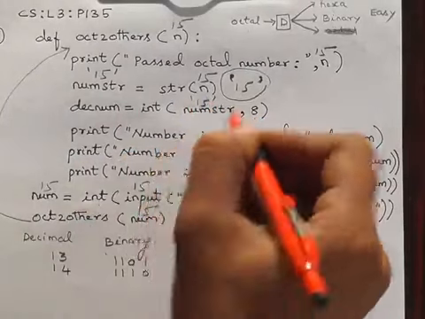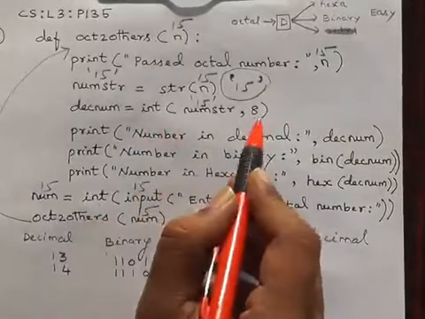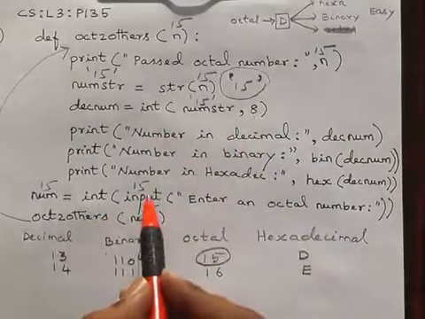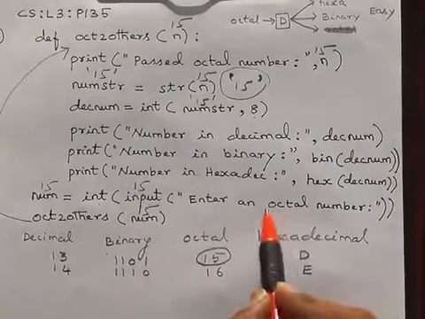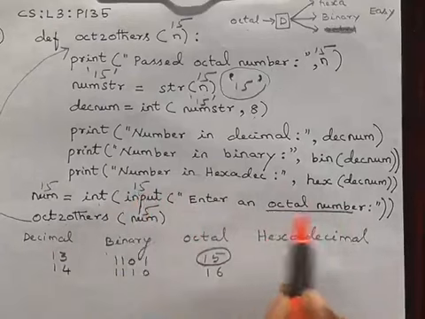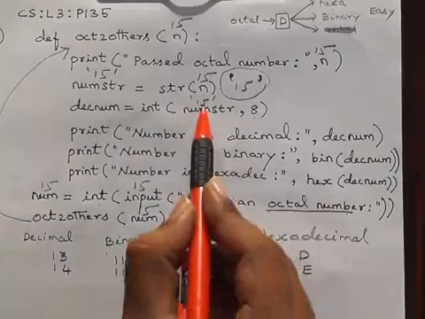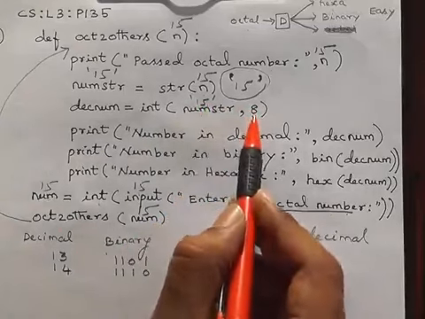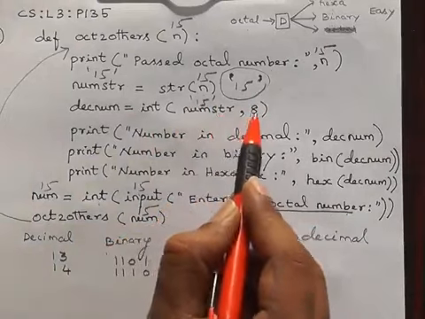That means why are we using this statement? I gave 15 as a number, and it is an octal number. 15 is a pure octal number. This information we know, but how does the computer know? We have to tell it that this 15 is an octal number. So here I am instructing that this 15 is an octal number.